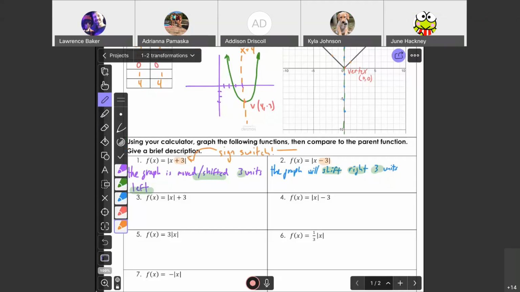This has nothing to do with this absolute value function. It happens for all the functions that we look at. So just something to watch out for: it says +3, but it acts like a -3. It says -3, but it acts like a +3. Okay.